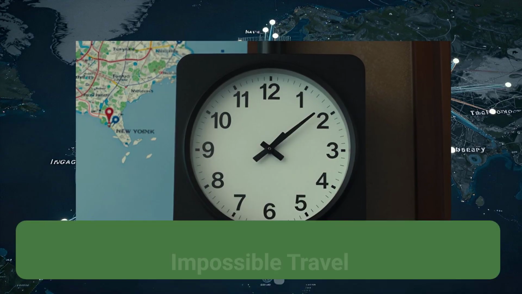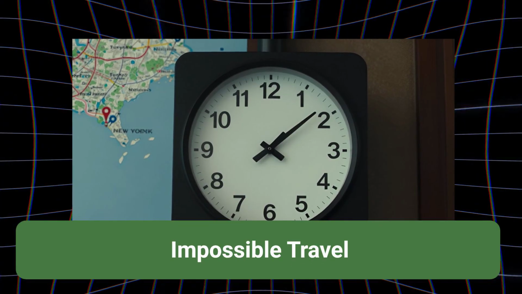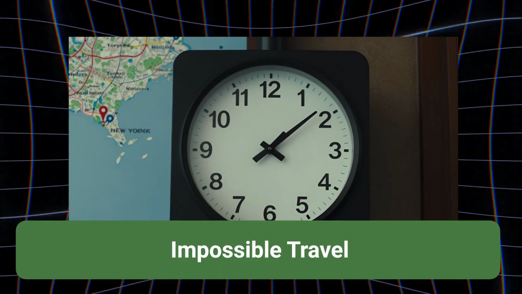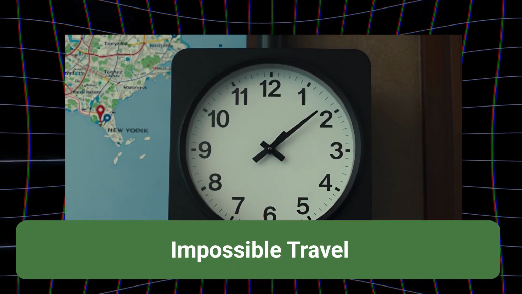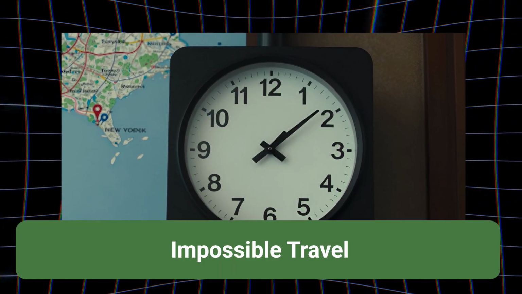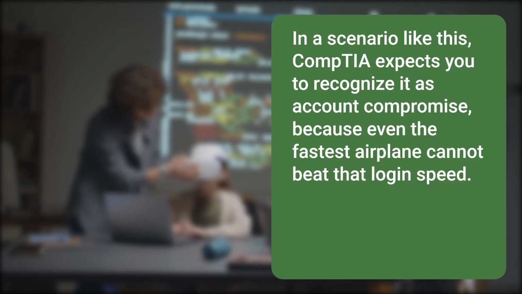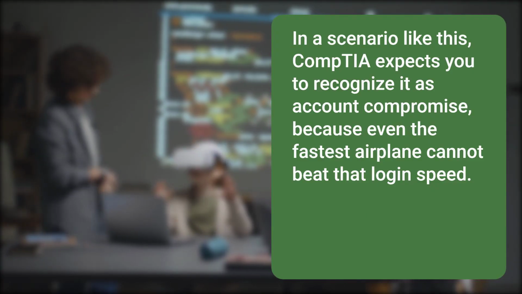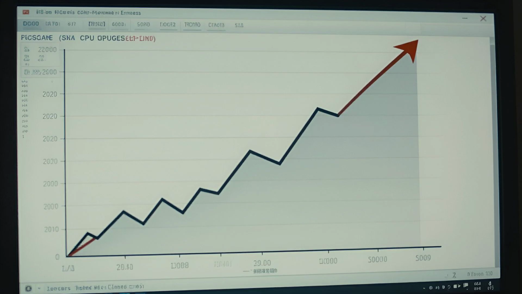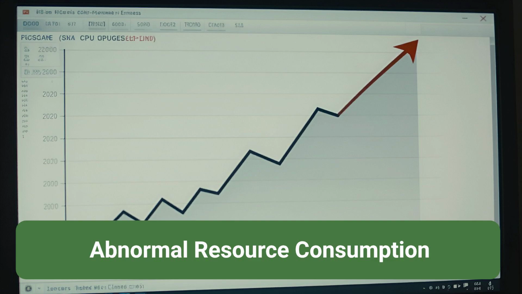Impossible travel happens when a user logs in from distant geographic locations within an unrealistically short time, such as logging in from New York and Tokyo 5 minutes apart. In a scenario like this, CompTIA expects you to recognize it as account compromise, because even the fastest airplane cannot beat that login speed.